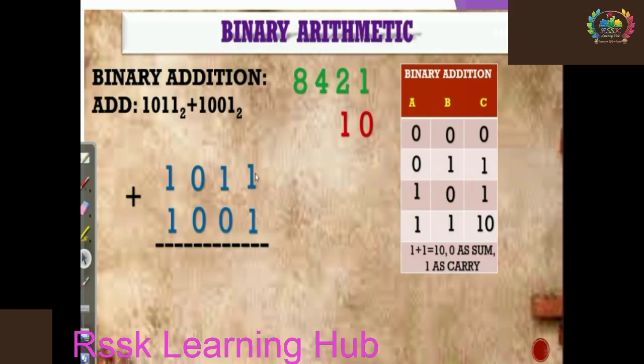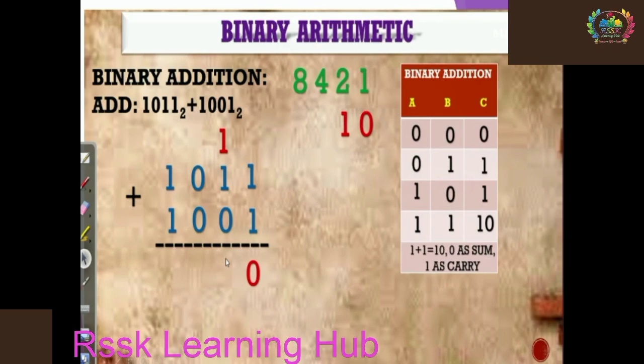Take down this example, 1011 plus 1001. So this is your question. I'm going to do binary addition. So what is the value that will come for this 1 1? 1 1 means it should be 0. Carry will be 1. Next 1 1, so it will be 0. Again carry will be 1. So 1 plus 0, what will be the output for this? That should be 1.